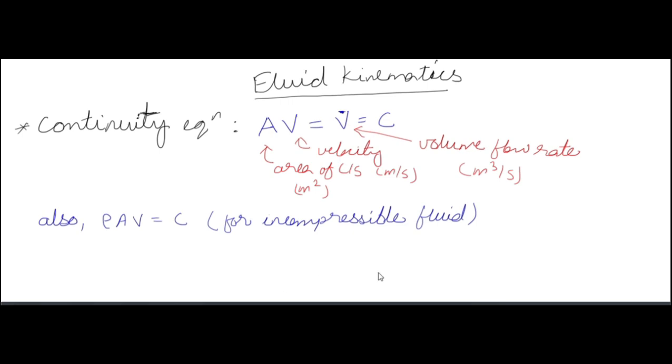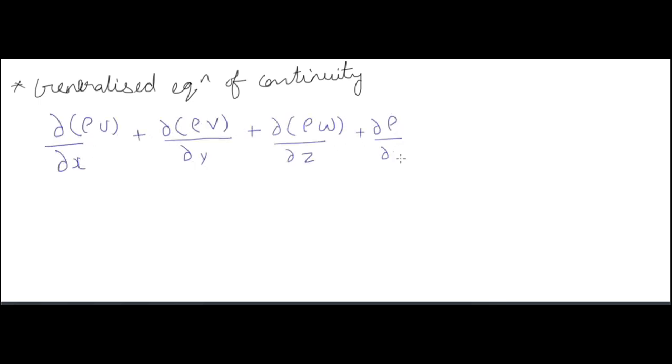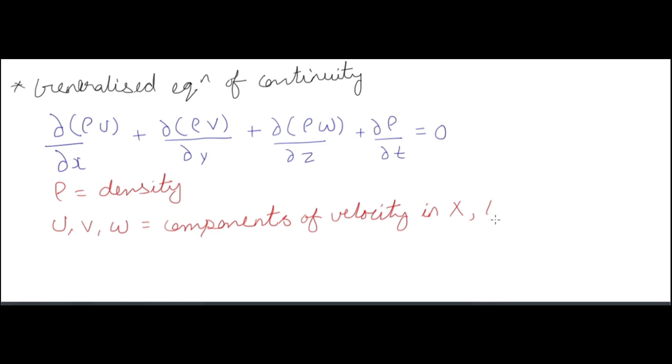Now the generalized equation of continuity, because the continuity equation has been derived from mass conservation only. The rho A V term was there, meaning the mass flow rate was constant. If you remove the density term, you have only the flow rate, so volume flow rate equal to constant is the continuity equation.